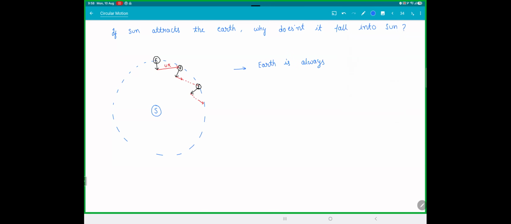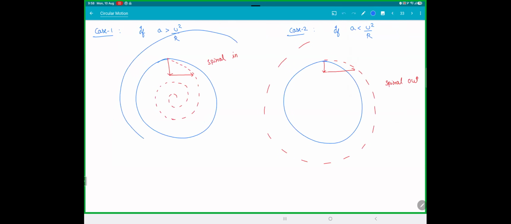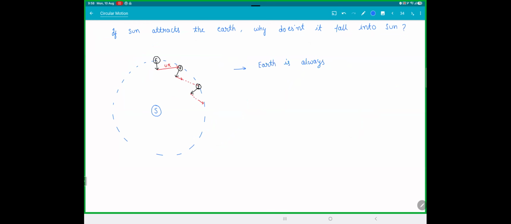If by chance suddenly the sun starts attracting the earth more strongly, then what will happen? You get more acceleration, then it will become this case. For some reason, let's say the sun is attracting the earth with double strength. Then suddenly the acceleration will become more than u square by r. Earth will spiral into the sun. If the sun attracts the earth less, then it will spiral out. So earth is always falling into the sun. There's no one balancing it. The velocity puts it back on the orbit. So we proved a few good things here.